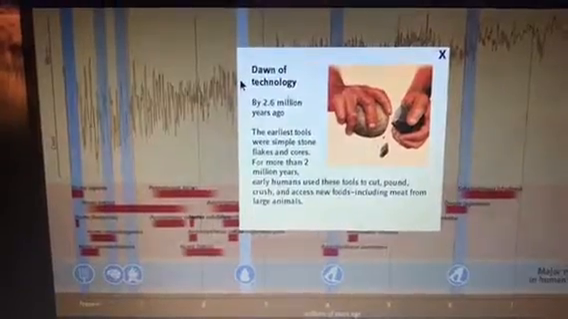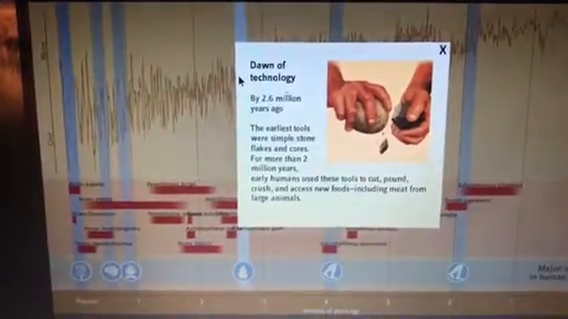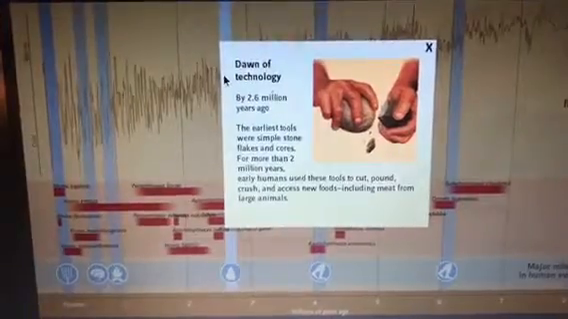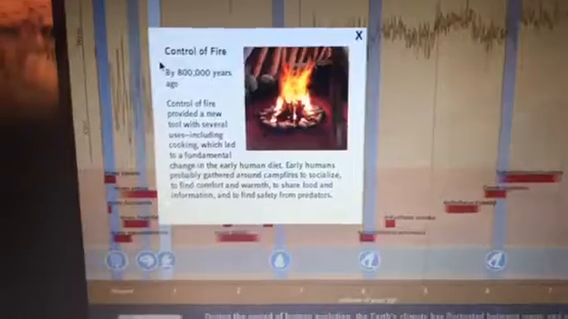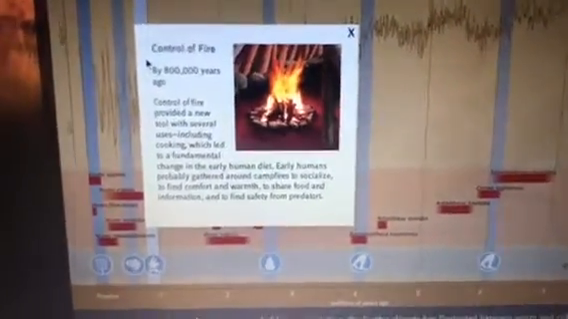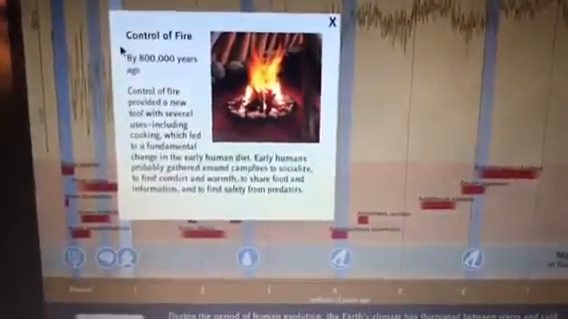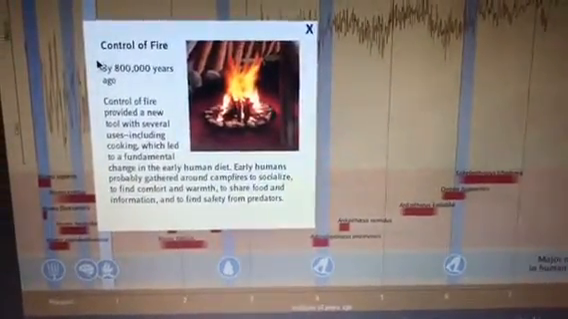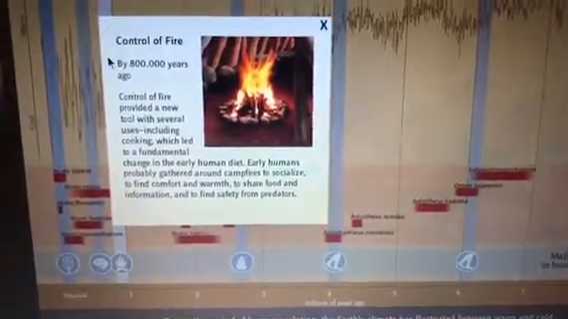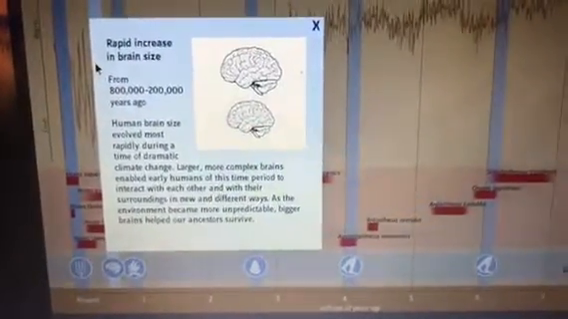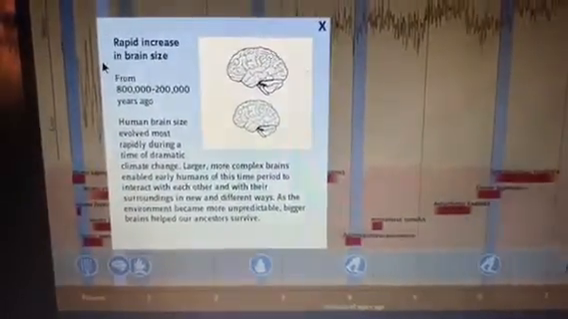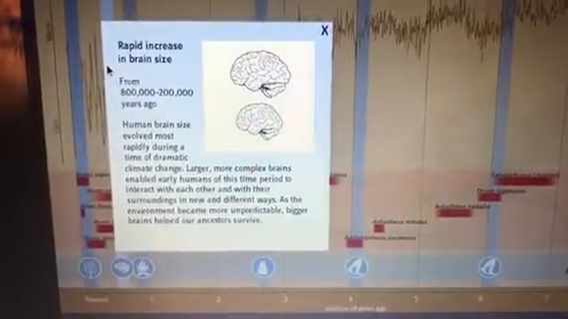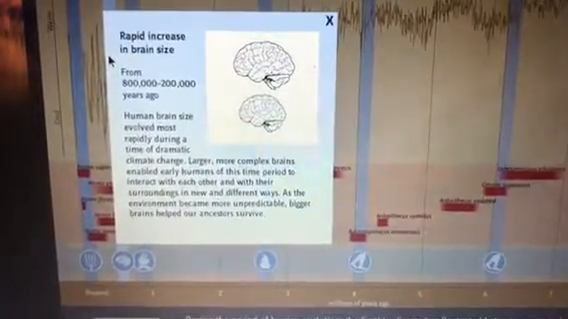Technology could help us access new foods and also gave us a lot of tools so that we could hunt different animals. Moving down the line, we're getting into about 800,000 years ago, which is the control of fire, which again is monumental and revolutionary when it comes to food access, social life, comfort and warmth, and can also soften our food sources. Moving over, about 800,000 to 200,000 years ago is a change in human brain size, which allows us to be deeper thinkers.